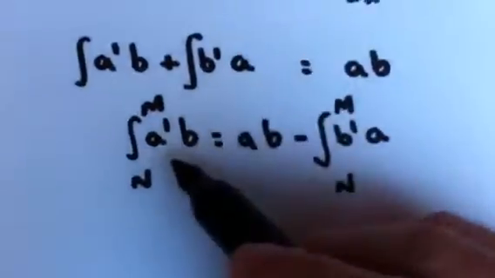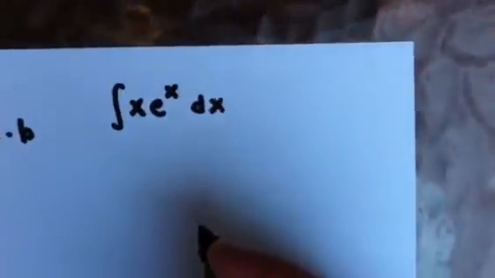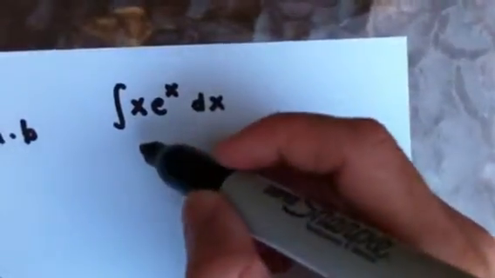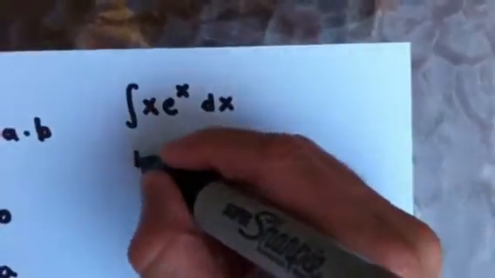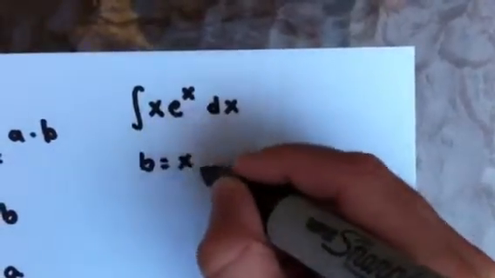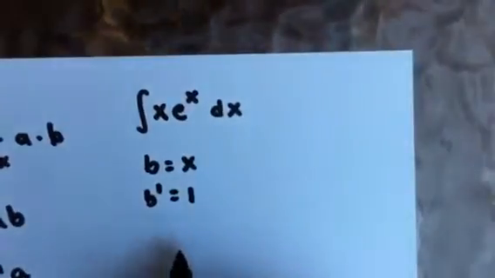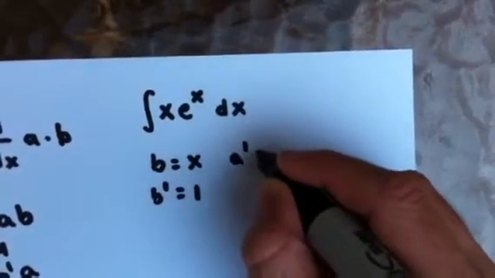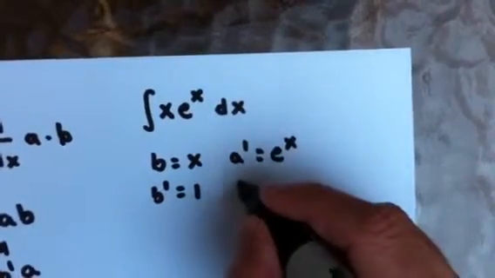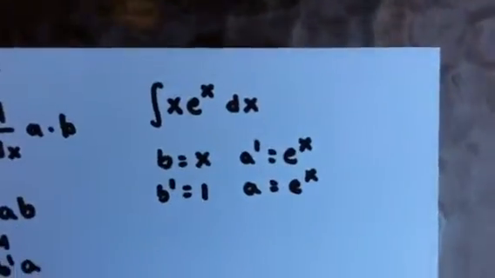So by our formula, we want to call one of these things a prime and one of them b. So here, let's call x b, because when we take the derivative of that, we're just going to get 1, and that's going to show up in our final integral, which will simplify it. So that leaves a prime is equal to e to the x, and from our knowledge of e to the x, that means that a must also equal e to the x.